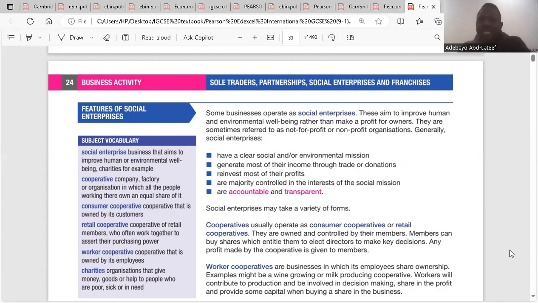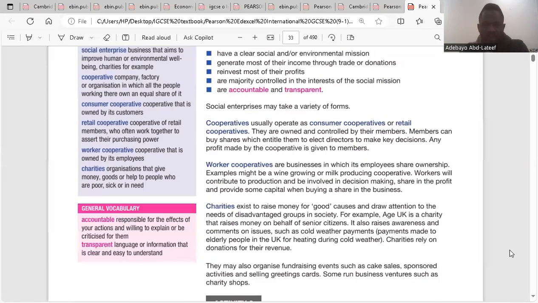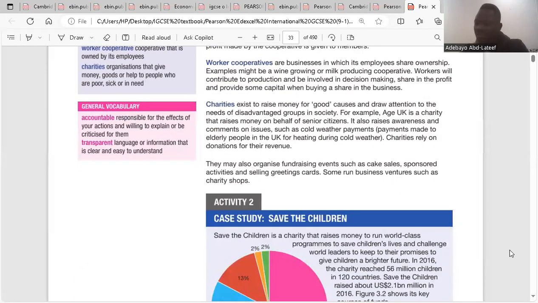That's it. They generate most of their income through trade or donation. Sometimes they make people donate for them. That's where they get their money from. And whenever they get the money, they put it back into the business. They don't spend it. And they are accountable and transparent. That means whatever money they get, they have to explain it to people. They have to explain it to the nation how they got the money. Is it clear? So we just go to the case study, activity 2, okay?